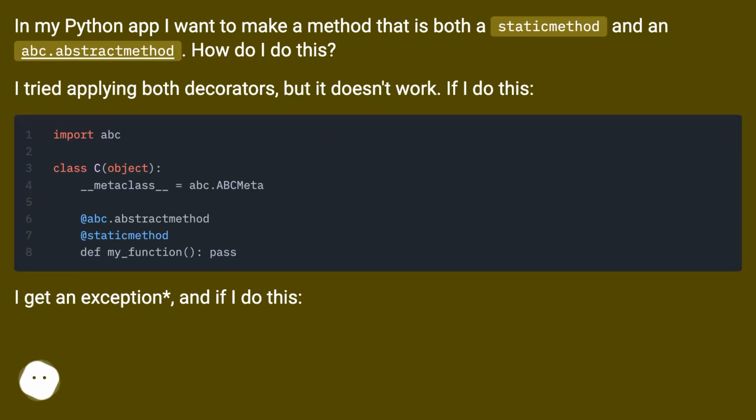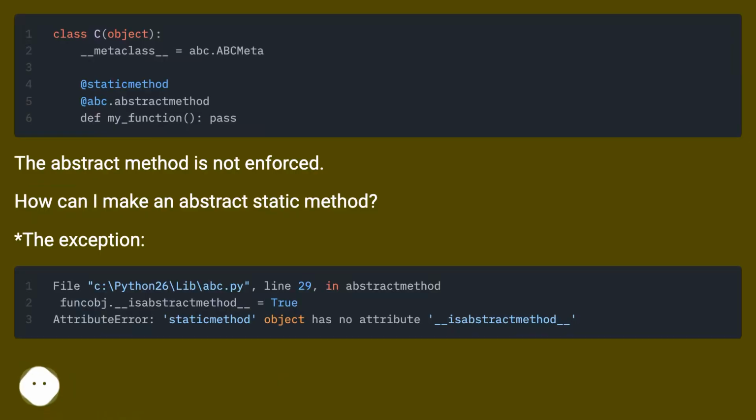If I do this, I get an exception, and if I do this, the abstract method is not enforced. How can I make an abstract static method?